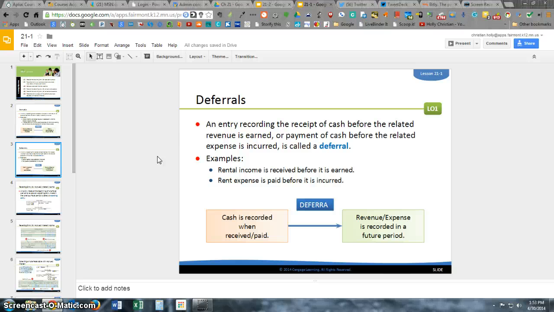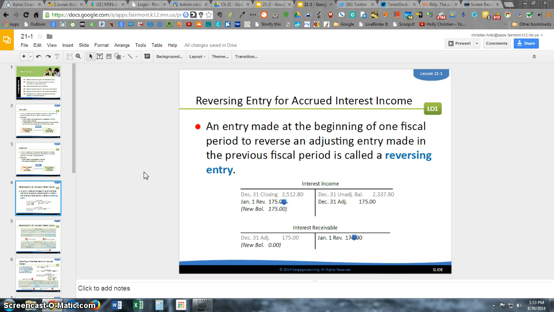And there again, rental income or rental expense. Cash is recorded when it's received or paid. The revenue or expense is recorded in a future period. Now, we've done this in the past with adjusting entries, by showing that we actually had earned income or actually had incurred expense, we made an adjustment at the end of the fiscal period. But that's all the further we went with it. This chapter is taking it another step by doing something called a reversing entry.